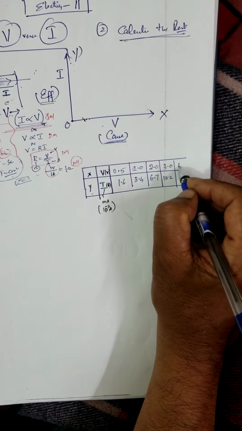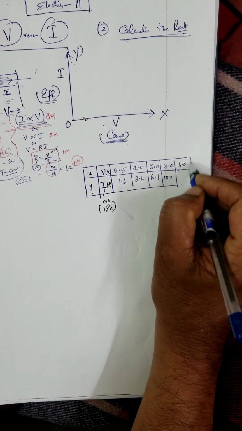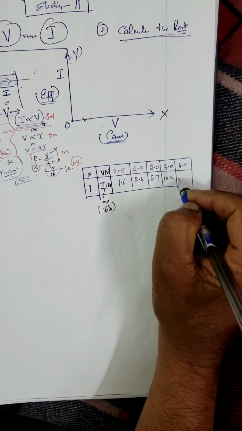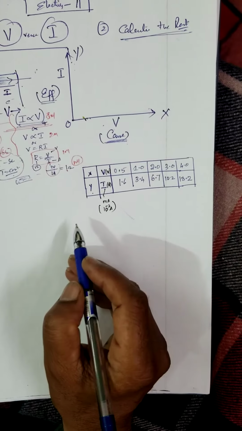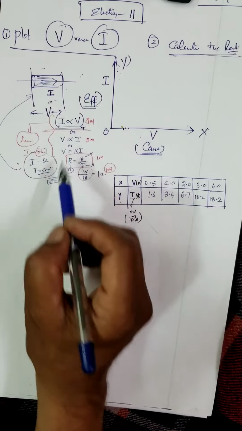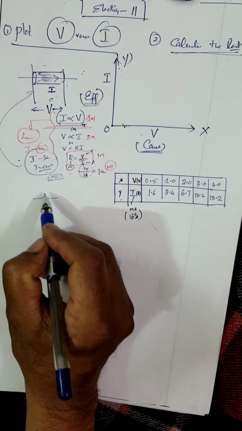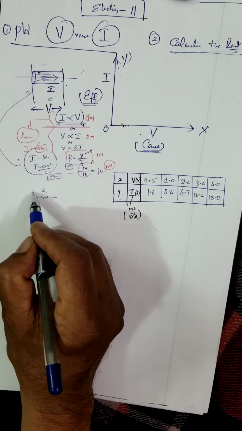If the voltage is 3 volt, the current becomes 10.2 ampere. If the voltage is 4 volt, the current is 13.2 ampere. Now you want to get the real picture. R is the resistance, current is flowing.